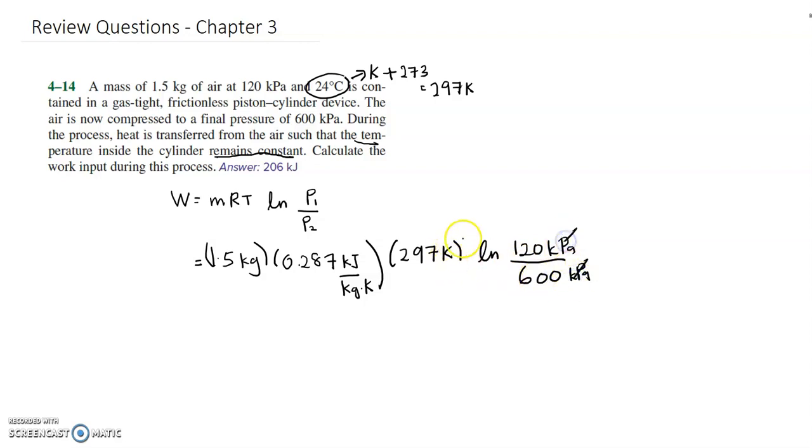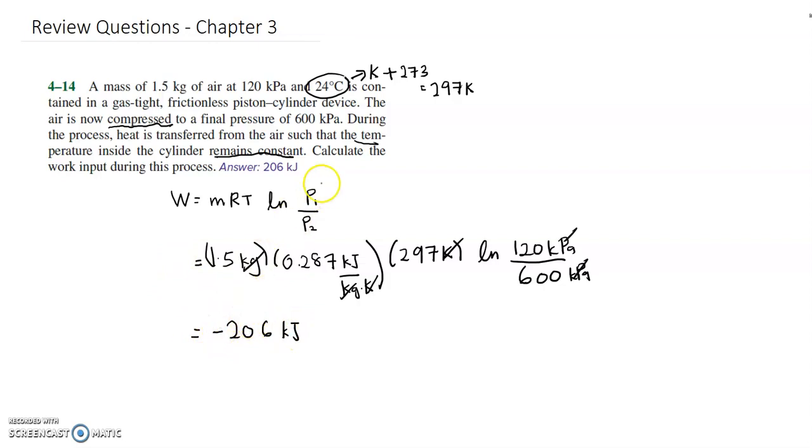So this one cancel out, K cancel out with K, kg. So you left with kilojoule. You will get negative 206 kilojoule. So here, negative. If you put P2 over P1, 600 over 120, you will get a positive number. Positive number does not make sense because this question is compressed. You must have a negative number for the initial calculation.